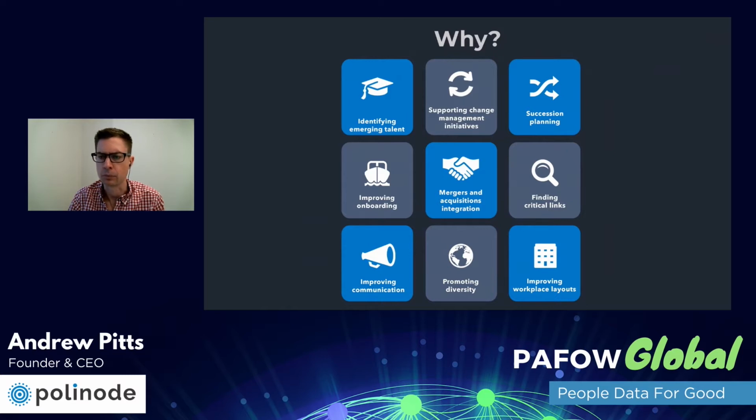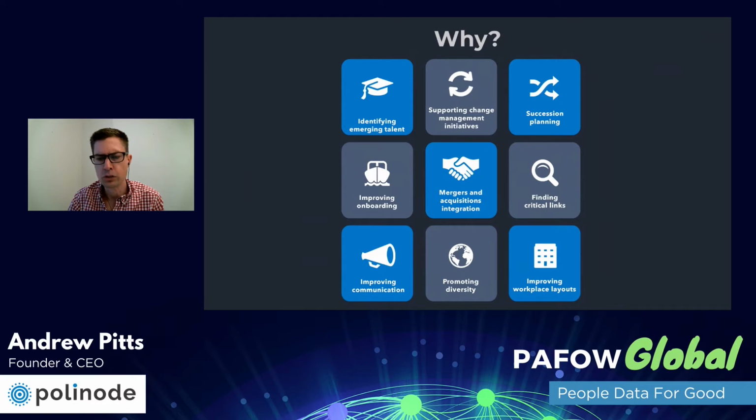Succession planning. If somebody leaves an organization and is replaced by somebody else, there's a lot of value in being able to understand the relationships of the predecessor in order to help the person who's assuming that role be as successful as possible, as fast as possible. Improving onboarding, so making sure that people are getting integrated into the network quickly and effectively. Also mergers and acquisitions integration.